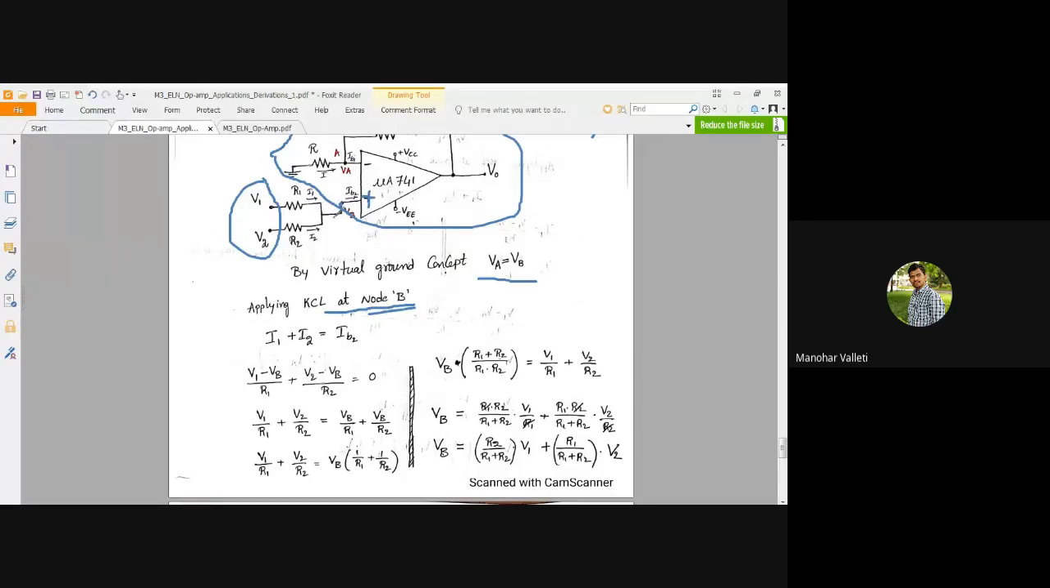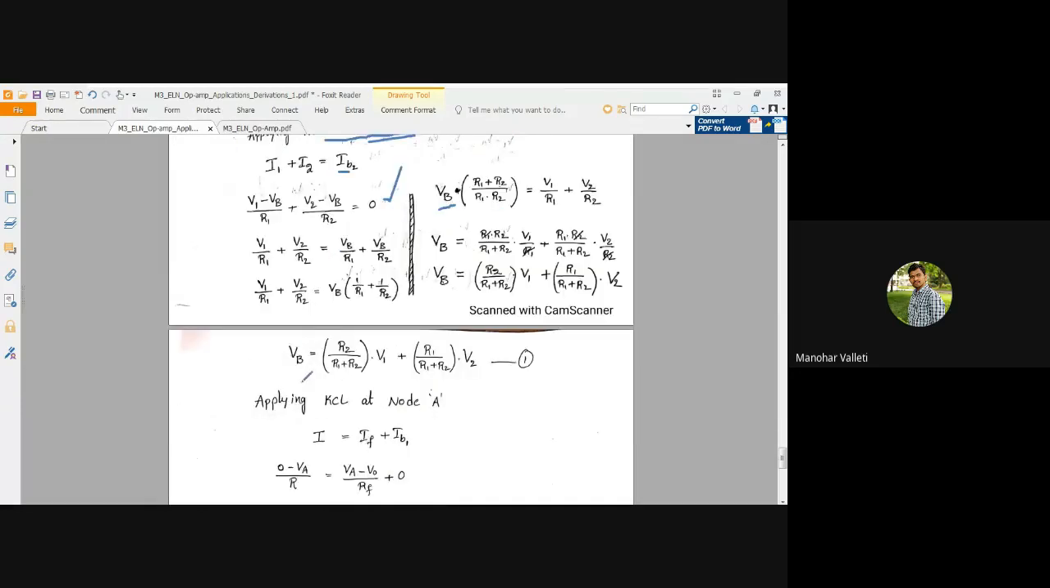I1 and I2 are entering and IB2 is leaving. IB2 is the bias current flowing into the op amp. As you know, the bias current is 0. So I1 equals V1 minus VB by R1, and I2 equals V2 minus VB by R2. If we solve this equation for VB, finally we will get VB equal to R2 multiplied by R1 plus R2. But to make our analysis easier, we will assume R1 and R2 equal to R later. So this is the equation of VB.